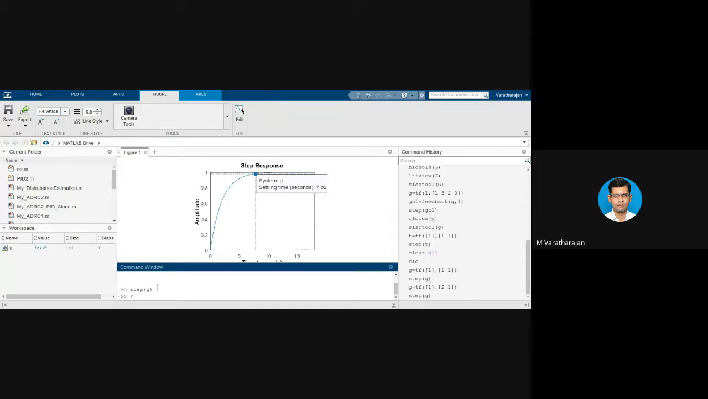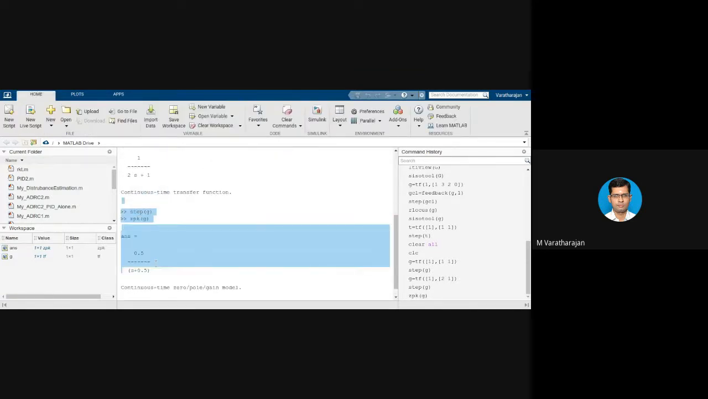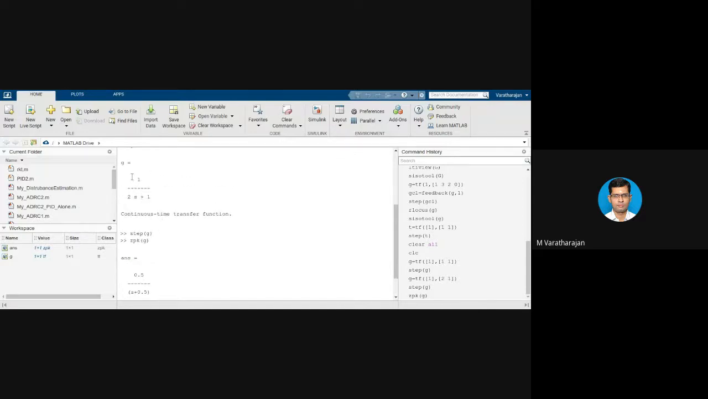At any time instant, we can check the poles and zeros of the system using the command zpk. If you pass your transfer function variable within the bracket of zpk, and if you press enter, let me close this tab. Okay. So it displays the same system in pole zero form. The form displayed here is called time constant form. In the previous class, I have explained about it. And if you take the time constant as a common factor and move it to the numerator, then you will get pole zero form.